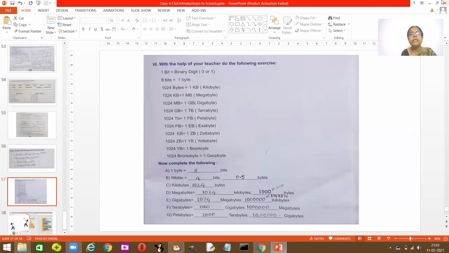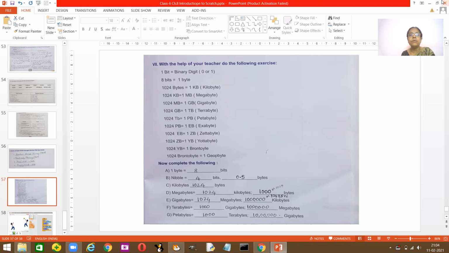Now here this is something that you need to learn. With the help of your teacher, please do the following exercise. One bit in binary digits, one bit has zeros and ones. So 8 bits is equal to 1 byte. Then you even have nibbles, which is not given here. A nibble is equivalent to 4 bits. So 8 bits is equivalent to 1 byte.